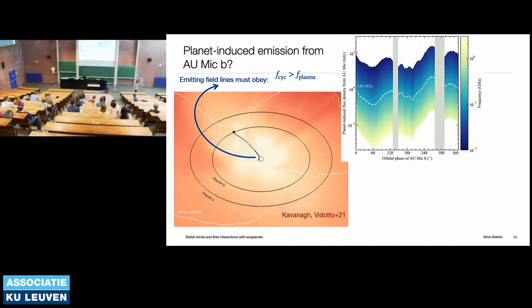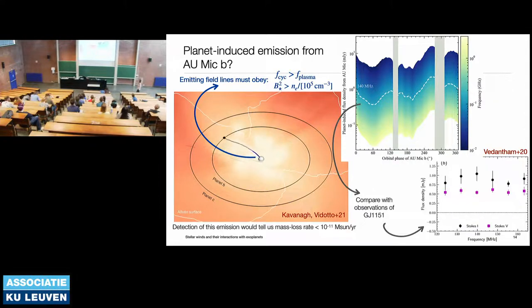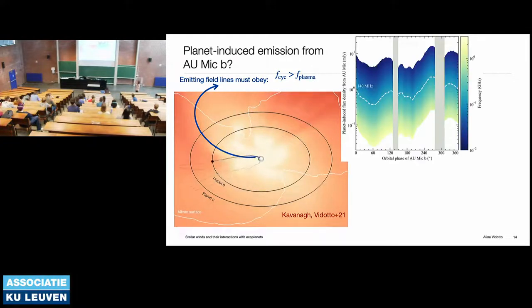This emitting field line has to obey a particular condition, if you remember your undergrad courses: the cyclotron frequency has to be above the plasma frequency for emission to occur. Because the cyclotron frequency is proportional to the magnetic field and the plasma frequency is proportional to the square root of the density, you can actually draw a relationship between the two. Let me focus on this plot here. We have a dynamic spectrum. You have the flux density we compute for the planet as a function of the orbit, and color-coded is the frequency. I highlight the 140 megahertz that we predict, which was observed with LOFAR.